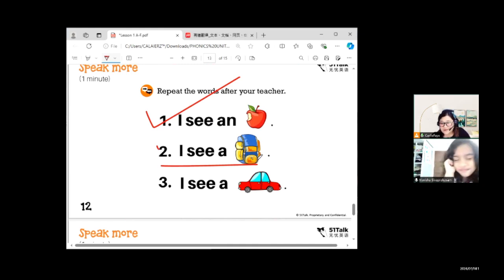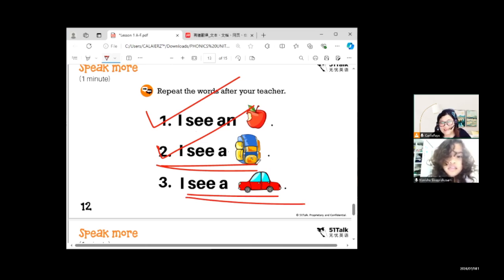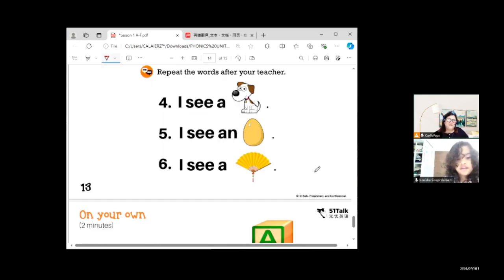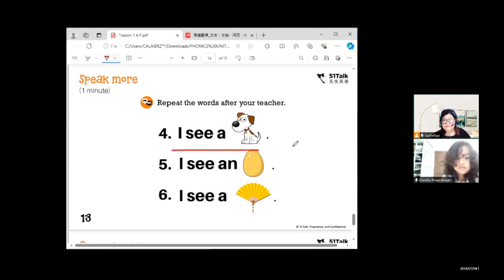Very good. Number 2, I see a bag. Yes, I see a bag. Number 3, I see a chicken. Yes, there's chicken here. Okay. Number 3, I see a, what is this? I see a car. Very good. How about this? What do you see, Vanessa? I see.